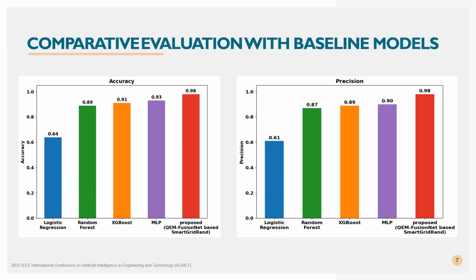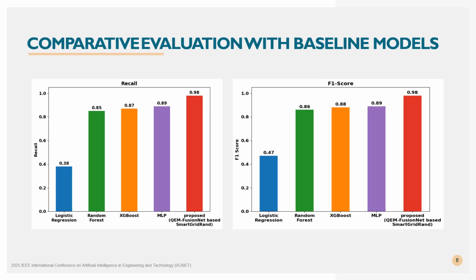And this shows the accuracy and precision of our model, which is 0.98, compared with logistic regression, random forest, XGBoost, and MLP. And this is the precision value based on the comparative analysis. Here is the recall and F1 score for comparative analysis based on the values which we have arrived at with the QEM-FusionNet and SmartGridRand proposed solution.